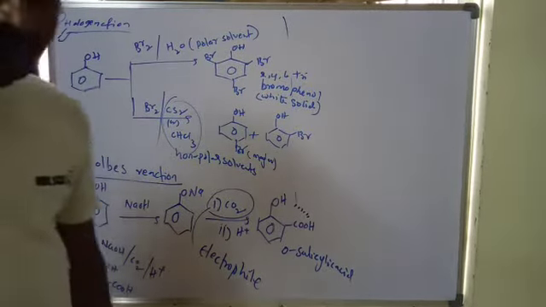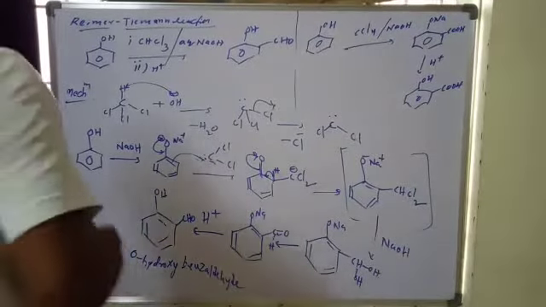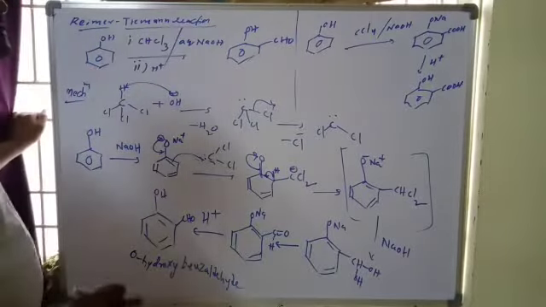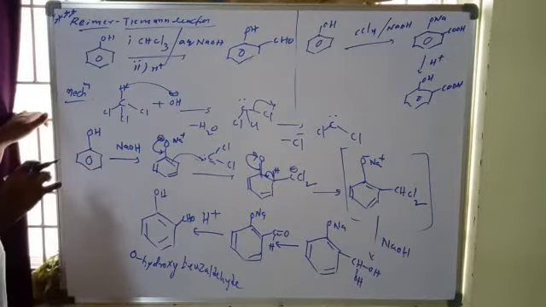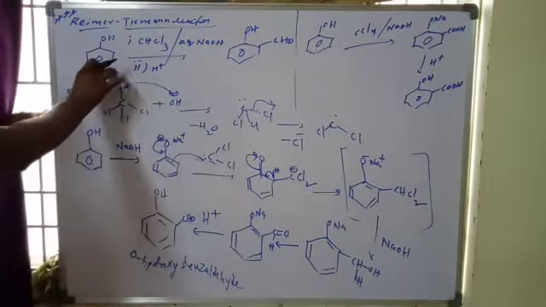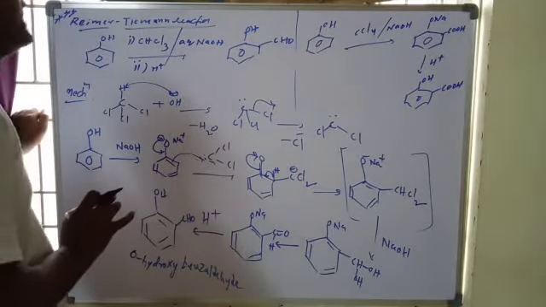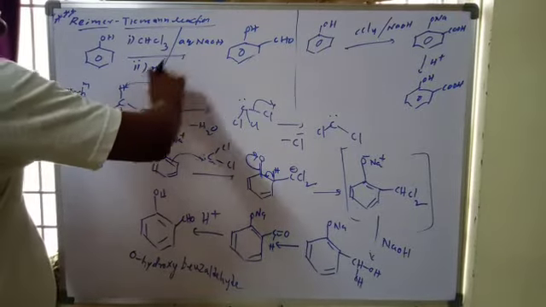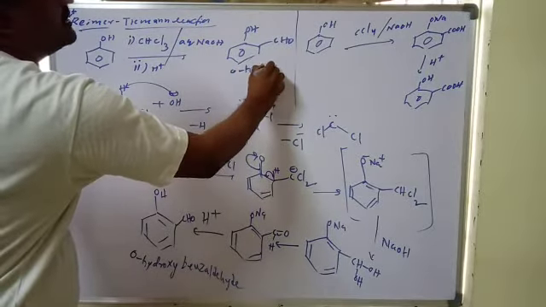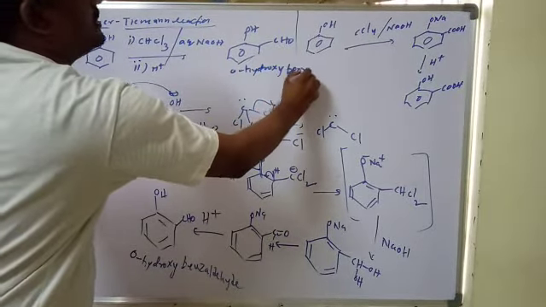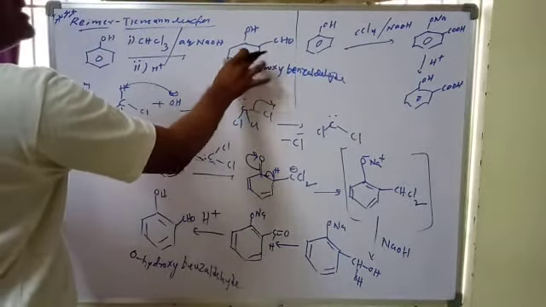So this is the Kolbe reaction. The next, more important reaction is the Reimer-Tiemann reaction. Very important. In this reaction, phenol reacts with chloroform, CHCl3, in the presence of aqueous alkali base, followed by acidic hydrolysis, and gives orthohydroxybenzaldehyde. Commonly its name is salicylaldehyde.